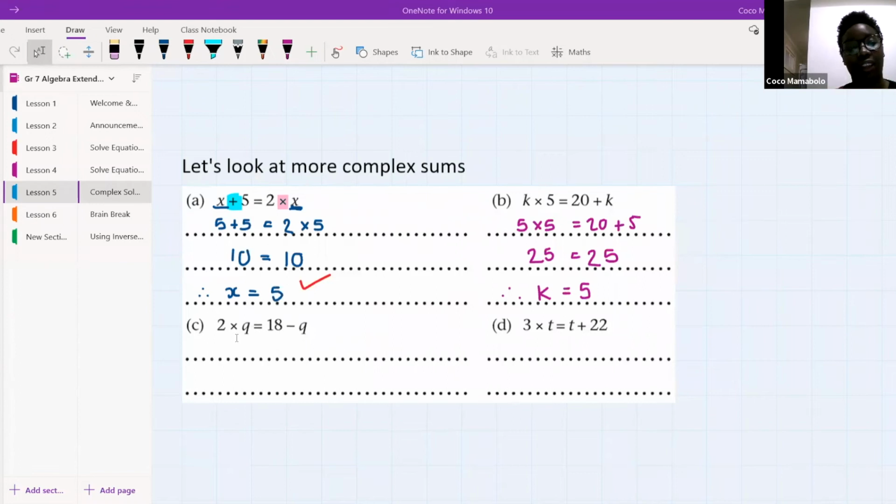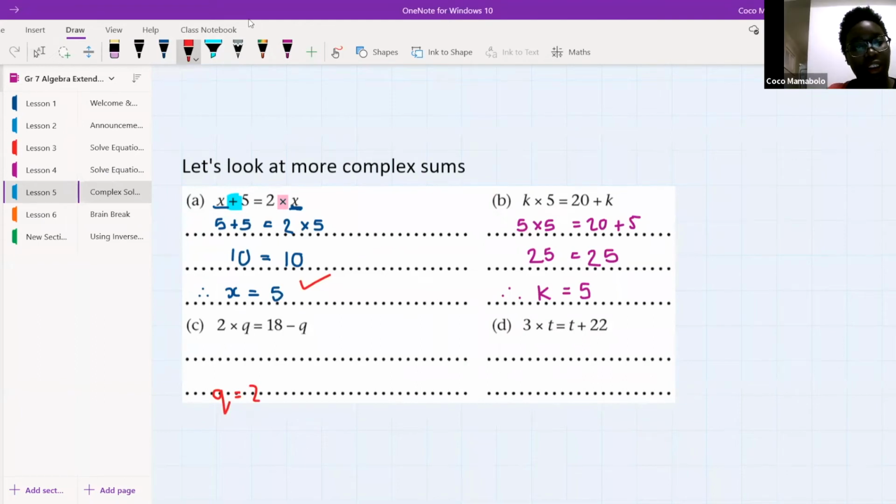Okay, we're going to do C together. And remember, you don't have to give us the right answer the first time. We're going to try a couple of numbers until we get to the right answer. So what do you think Q we can start with? Q can be equal to? 2. Okay. Let's test with 2.